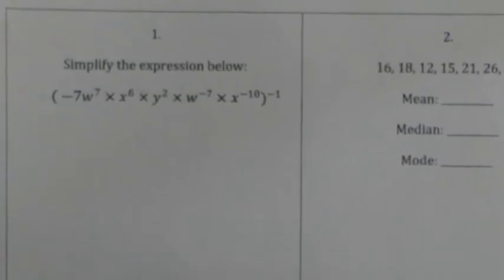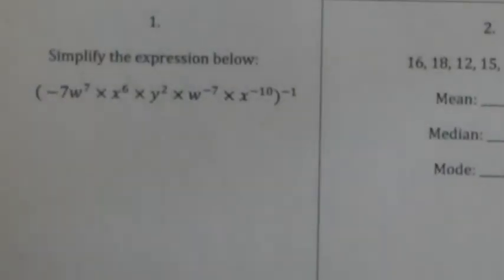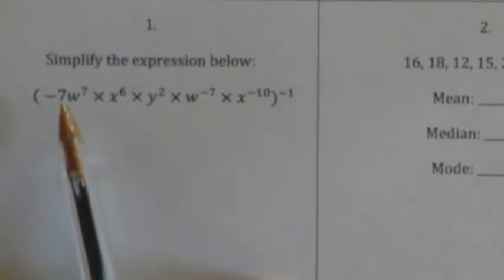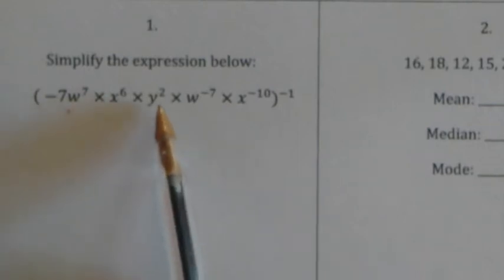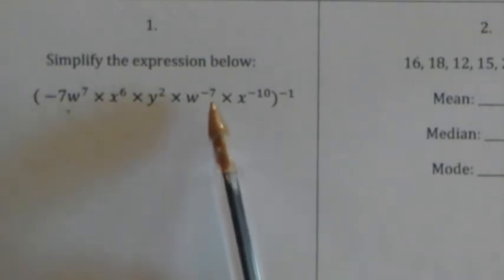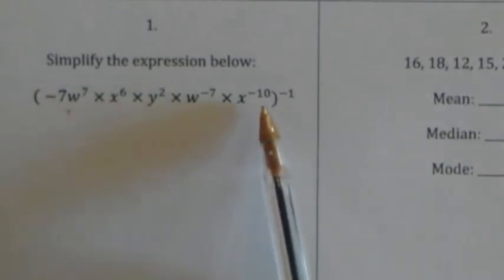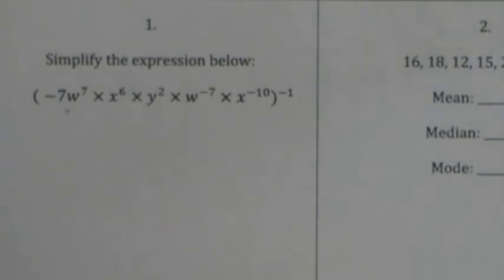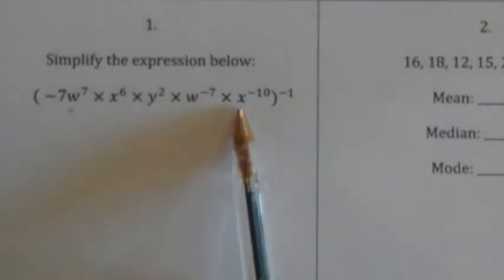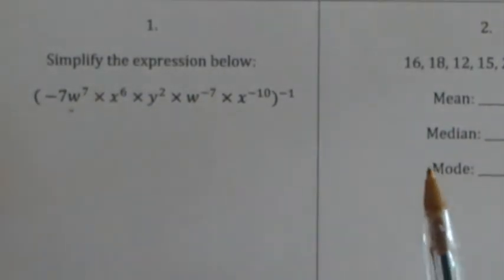And the first one, we have a polynomial with three different variables, and we have to simplify the expression. So we have negative 7w to the 7th times x to the 6th times y squared times w to the negative 7th times x to the negative 10th. And that whole thing is then to the negative 1st. Okay, so we're going to combine the w's, we're going to combine the x's, and there's only one y, so that's going to stay, right?